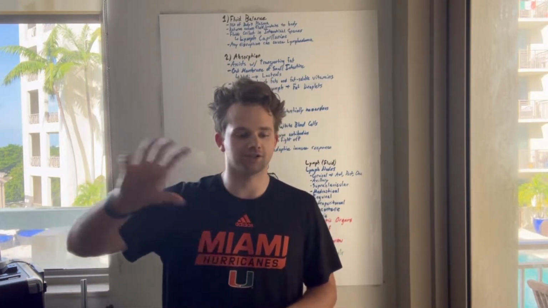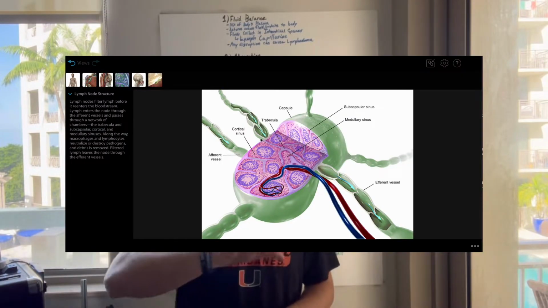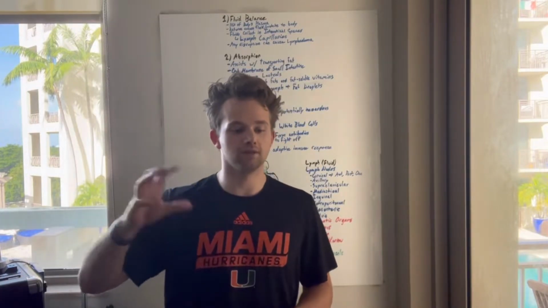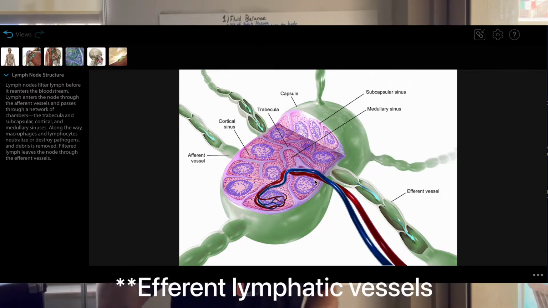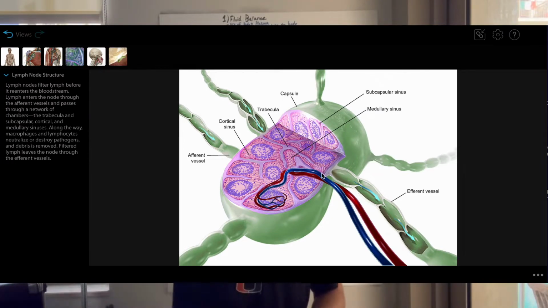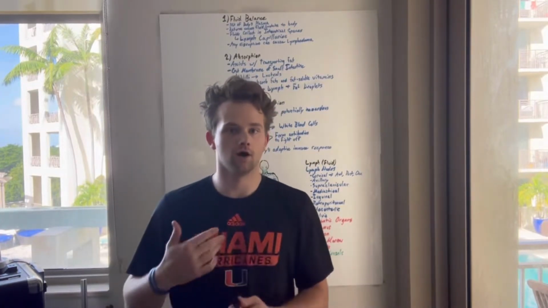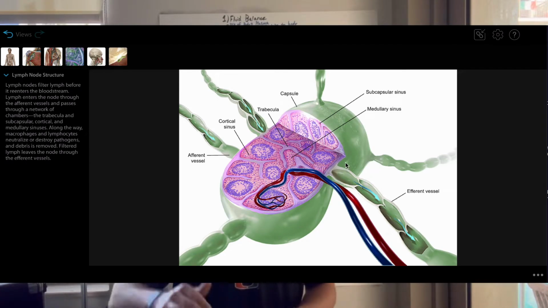Now, on the convex side of the node, we have the afferent lymphatics, which carry lymph fluid directly into the node, and then it moves through the lymph sinuses and then through the lymphatic vessels, which are on the concave side of the structure. The concave portion of the lymph node is also called the hilum of the lymph node. It's basically just the concave opening region.